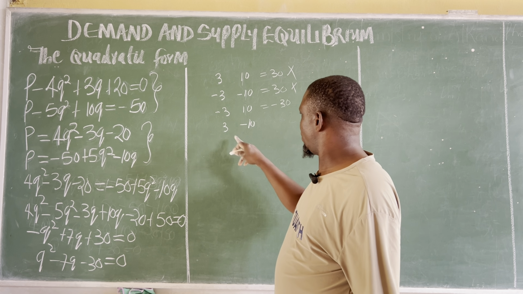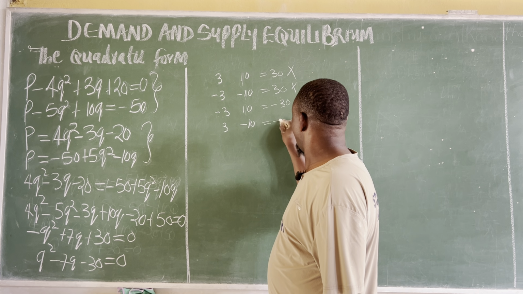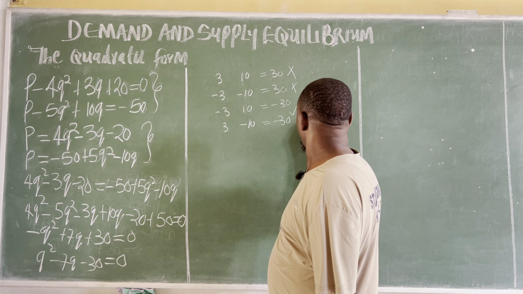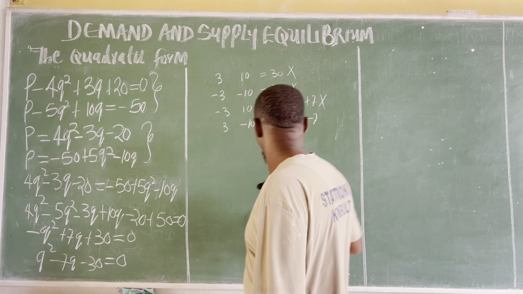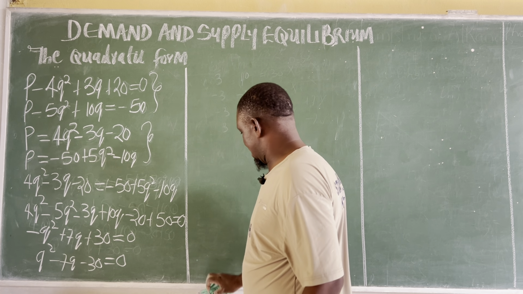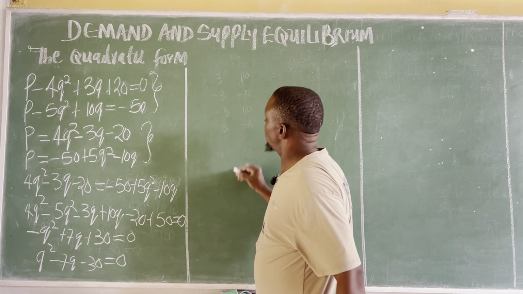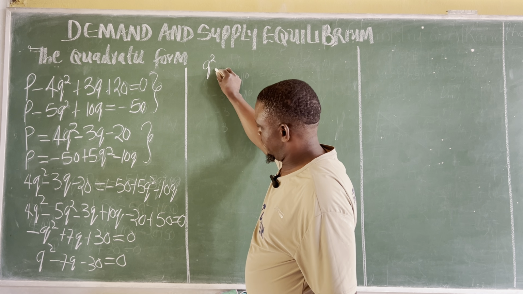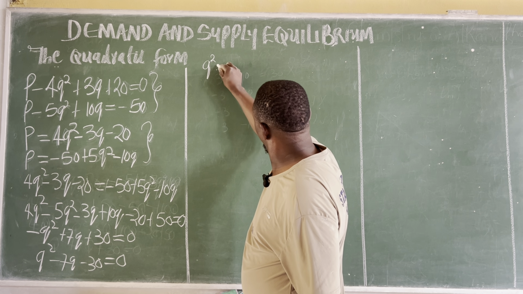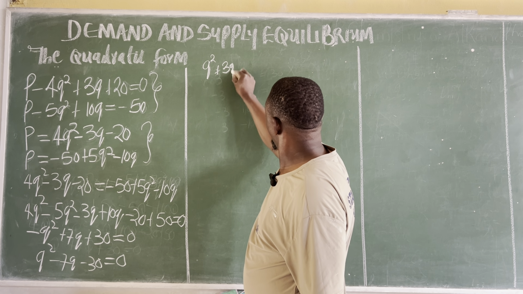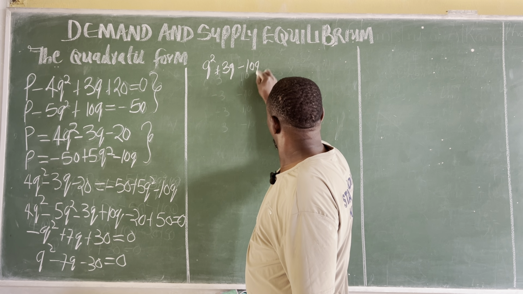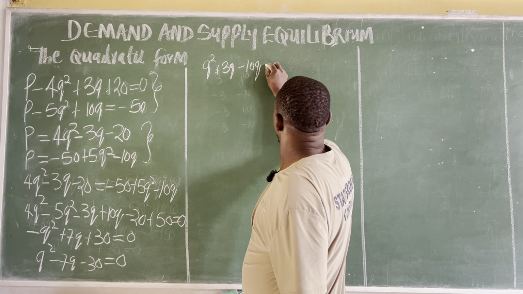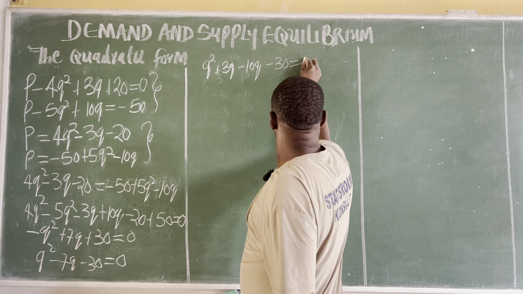And also let's consider the last one. This time this is equal to minus 30, which is correct. And what of the sum? If we add this and this, it will be equal to minus 7, which is what we have here. So this is correct. So we are going to write this equation now as we have q squared plus 3q minus 10q. Then we have here minus 30 is equal to 0.